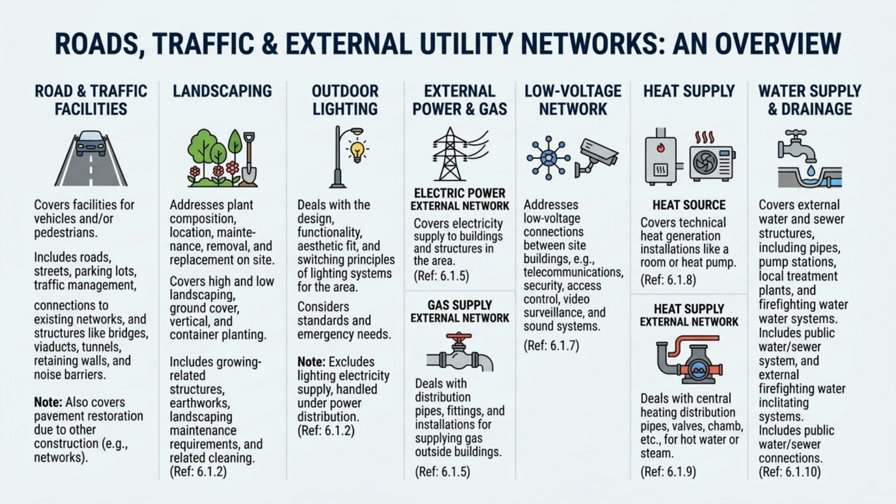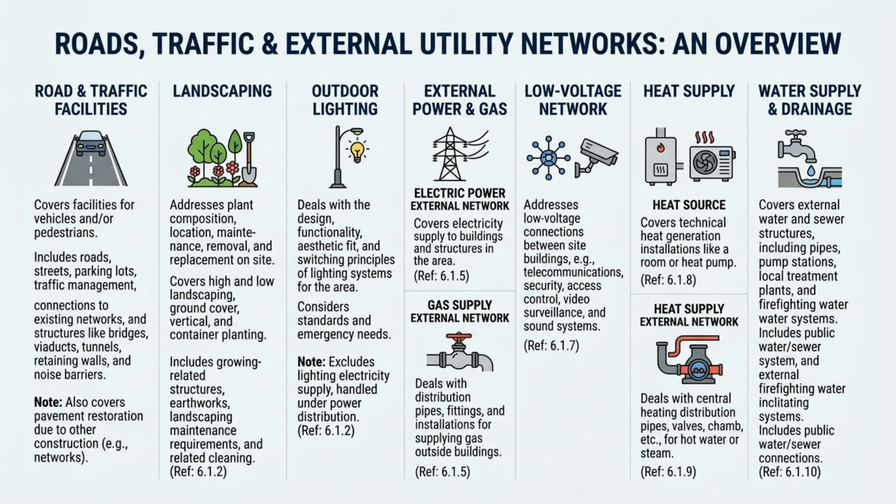Outdoor lighting is crucial for both functionality and safety. This part focuses on designing lighting systems to ensure they are both visually suitable for the area and operate reliably. It covers how the lights turn on and off, as well as how they handle emergency situations. While the design and setup of lighting systems are included here, the actual power supply for lighting falls under different sections specific to electrical networks.